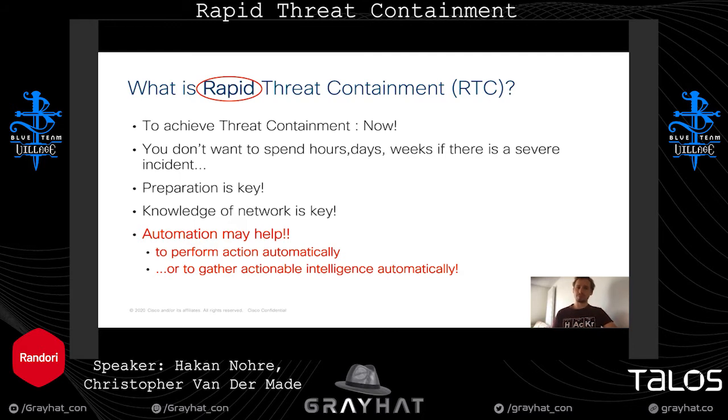So you really need to be prepared, and knowledge of your network and of all of your devices either inside or outside your network or maybe in the public cloud is also key. Now, automation may help here to do this rapidly because humans can only do stuff basically as fast as they can type and respond to something. And usually they have a lot more to think about. So automation is really important to do stuff like this and to perform these actions automatically.